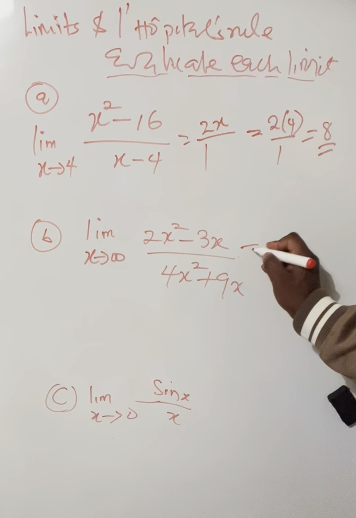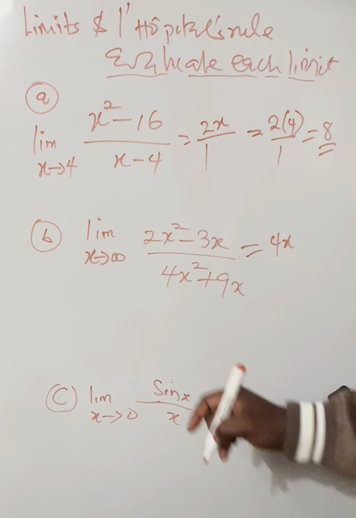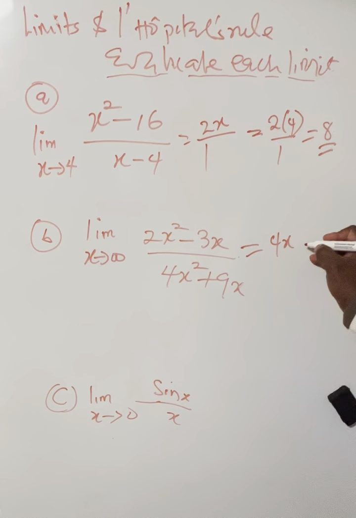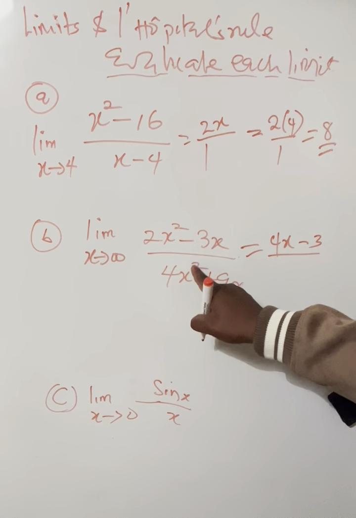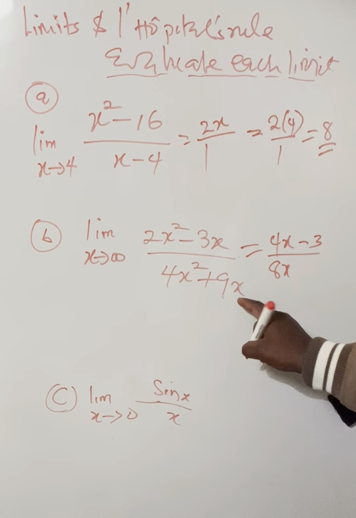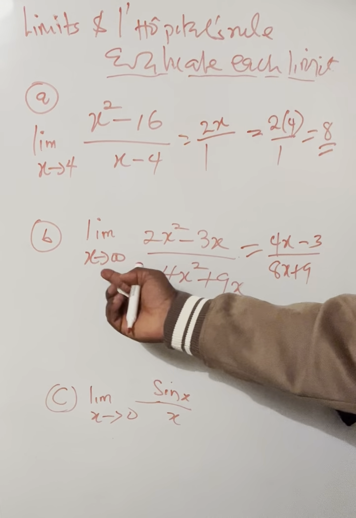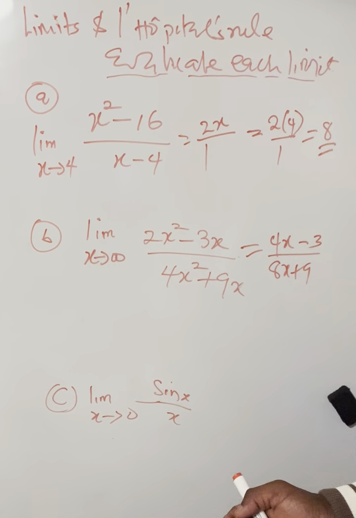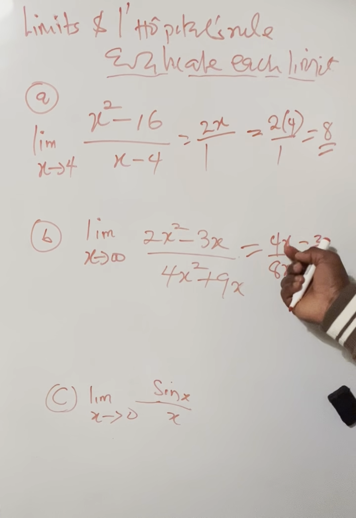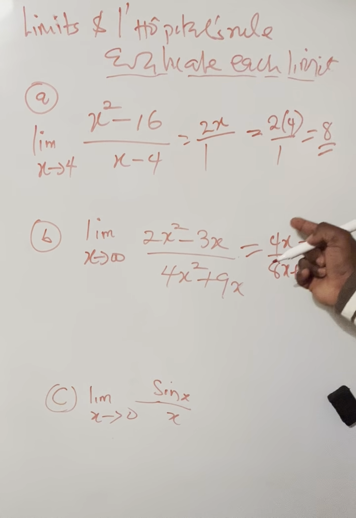So doing that, differentiating 2x squared will be 4x, because 2 times 2 is 4. I'll have 4x minus differentiating 3x is going to be 3, divided by differentiating 4x squared. 2 times 4 is 8x. Then differentiating 9x is going to be 9. So now if I replace x with infinity, I'll still have infinity in the numerator and also in the denominator, and I wouldn't want that because that is not going to give me the answer. So this is the first derivative.